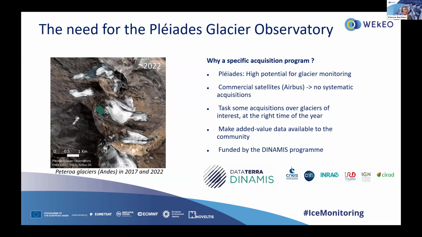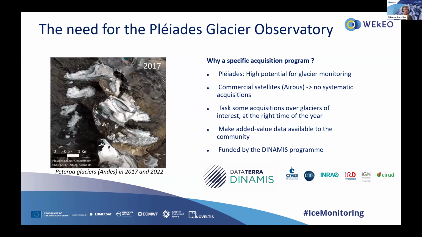So the idea of the program, supported by the French Space Agency CNES and this data initiative called Dynamis in France, was to facilitate access to satellite high-resolution images. The idea was to make sure some images of glaciers were acquired at the end of the summer, the right time of the year. This is the time of the year when you have less snow on the glacier and where you can really distinguish the glaciers and measure them as best as possible.